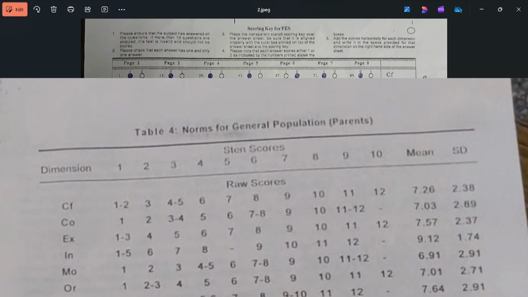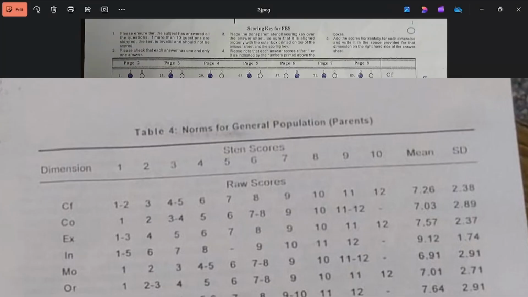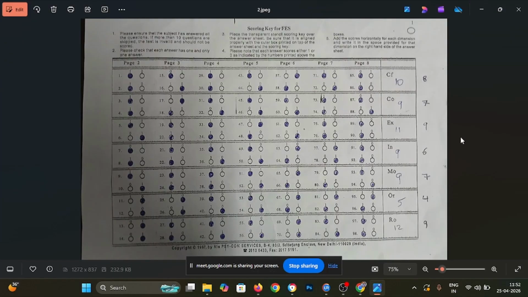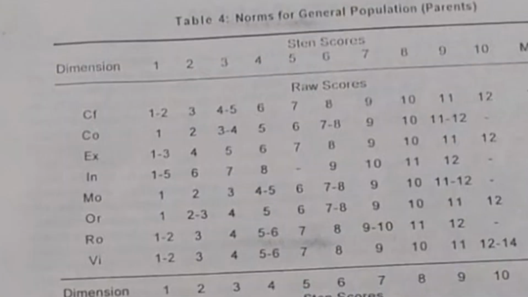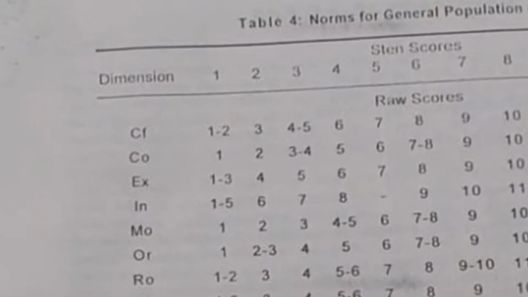Higher than the highest, right? Okay. So CO, right? Suppose if you have scored 13, then you will score yourself as 10. Thank you, ma'am. What about 0? If the score is 0, then what are we supposed to put on this? We will put the 10 score as 1 there.